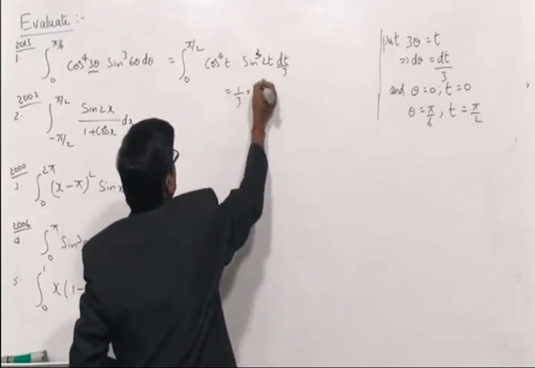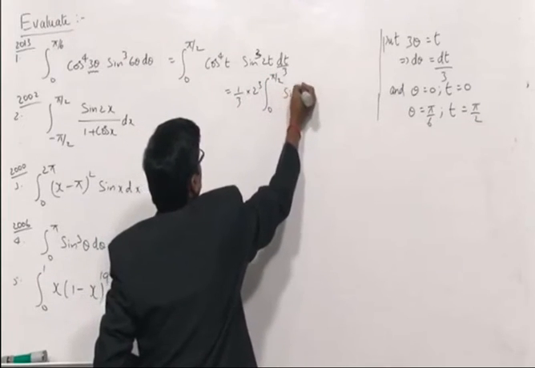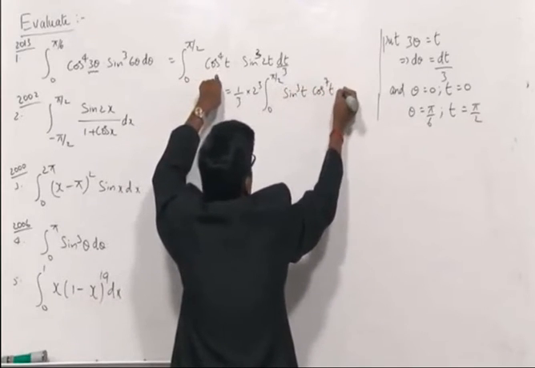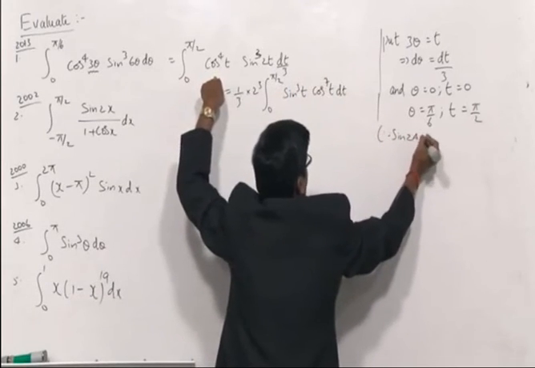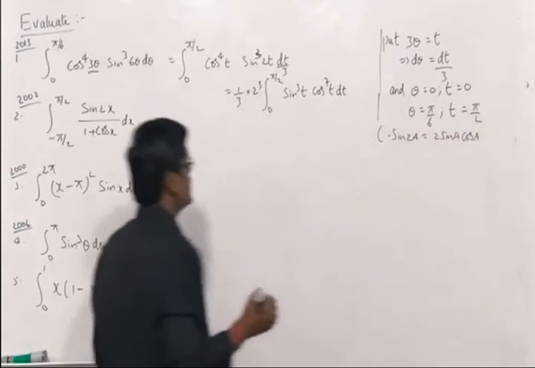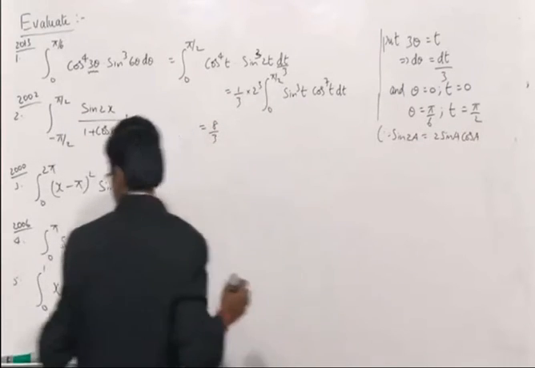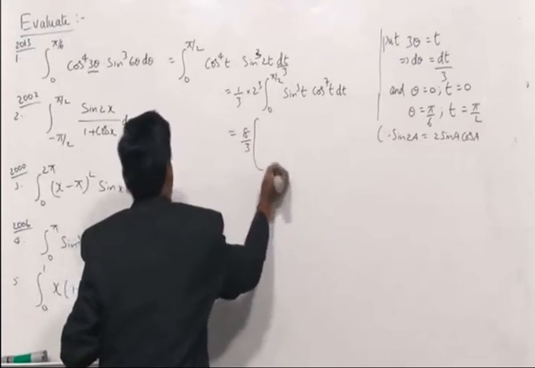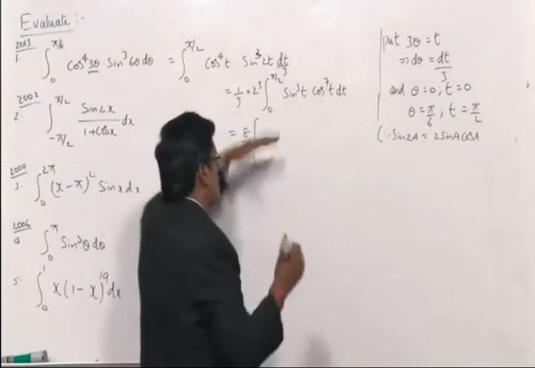That means finally it becomes 2 cube, after keeping it outside, sin cube t into cos cube t, cos cube into cos power 4t, cos raised to 7t, since sin 2a is equal to 2 sin a cos a. Now this is equal to 8 by 3. Finally I brought this problem into 8 by 3 into sin power m into cos power n, where m is equal to 3, n is equal to 7. What is the procedure?